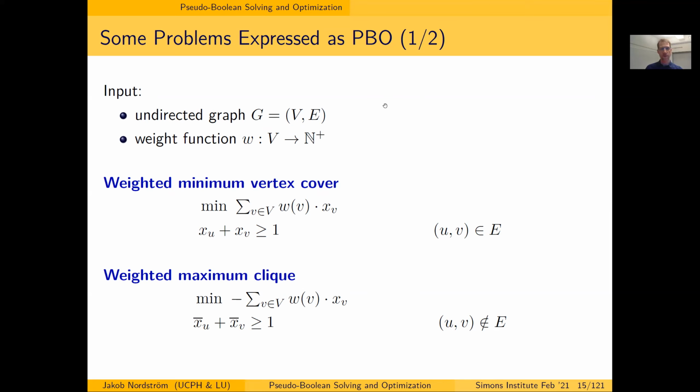Another problem that is similarly easy to express is weighted maximum clique. In a clique, we want to pick as many vertices v as we can, with the restriction that if uv is not an edge, then we cannot pick both u and v. Under this restriction, we want to maximize the sum of the chosen vertices, or since we're insisting on minimization, we just add a negation in front.